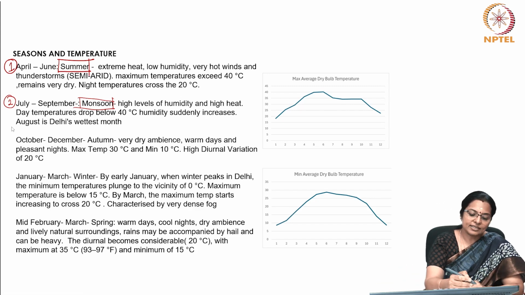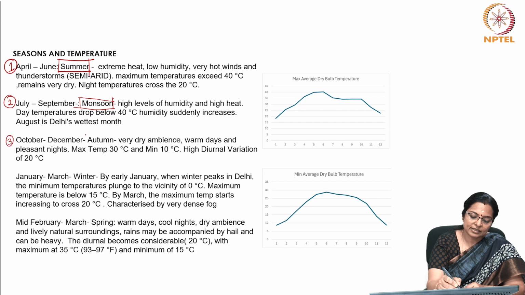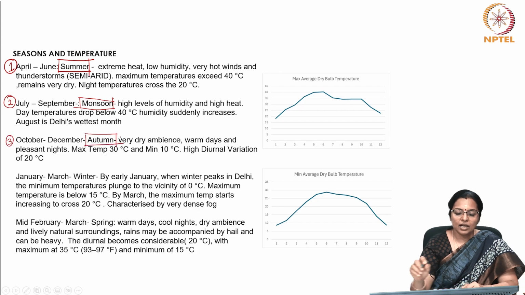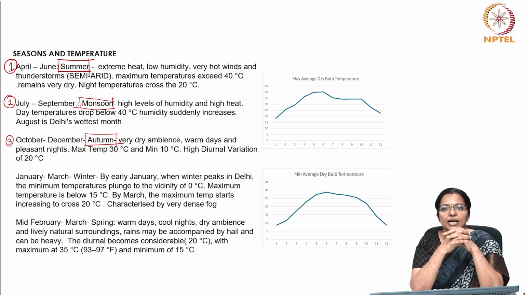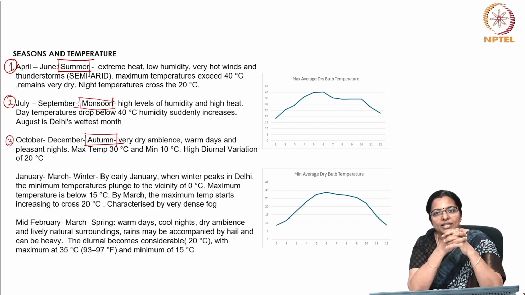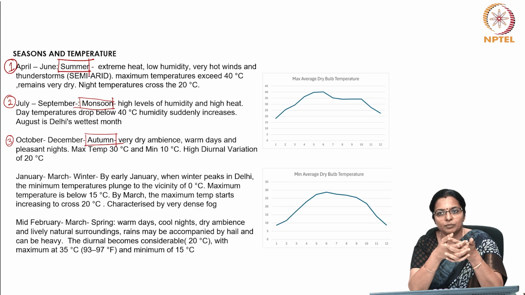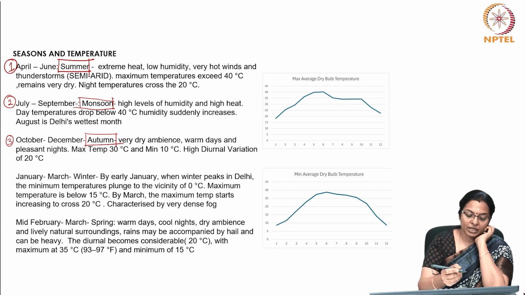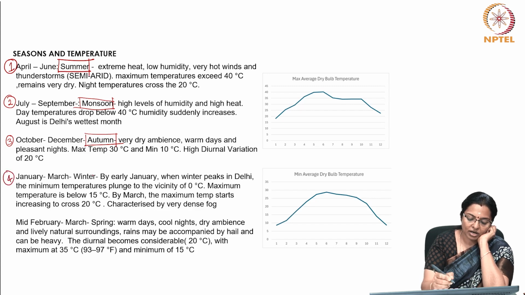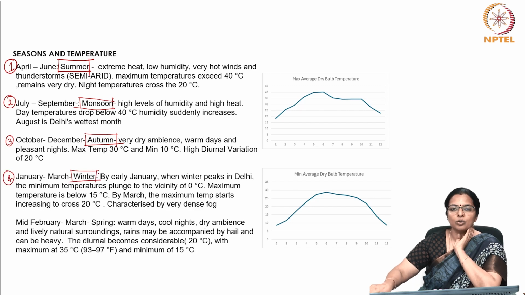Between October and December is the autumn season. It has very dry ambience, and during this time the days are warm and nights are very pleasant. The maximum temperature touches 30 degrees centigrade and minimum touches 10 degrees centigrade, and because of this the diurnal variation is 20 degrees centigrade. Between January and March is the winter season, where it can be bitterly cold.